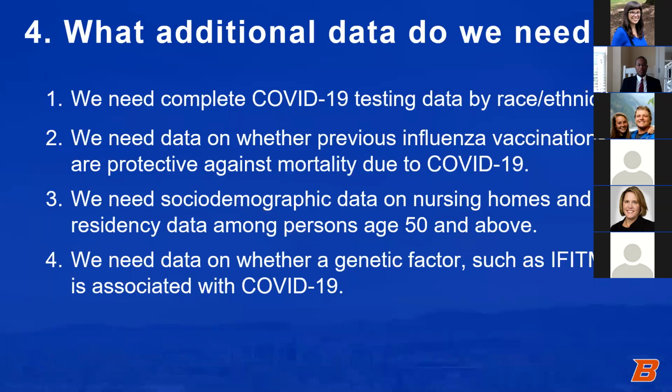And so I just came up with some questions. We need complete testing data by race and ethnicity, as we indicated earlier when we started, in order to really draw conclusions. For instance, is a higher rate of deaths among Blacks showing that they're disproportionately being tested? We would expect to see a higher number of cases and deaths among a certain population if they were being tested more, right? That would just make sense. So we need to have data on that.